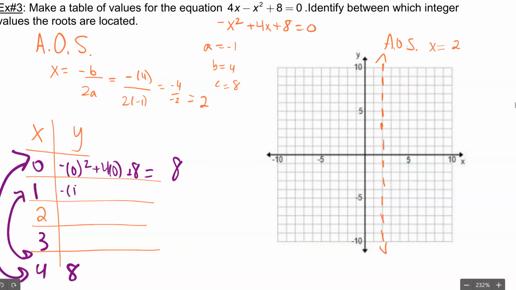Plug in 1. So it's negative 1 plus 4 plus 8. Oh, did I mess up again? 12. This is 11, so I'm off the graph. Dang it.